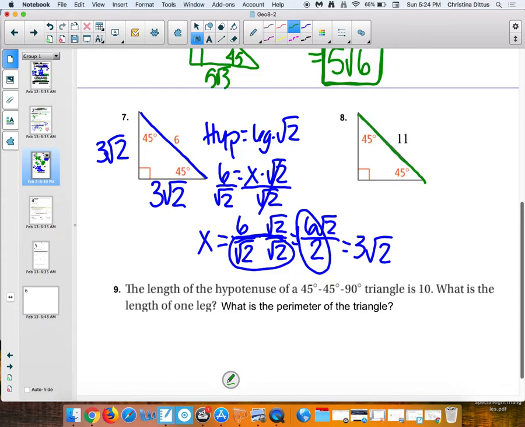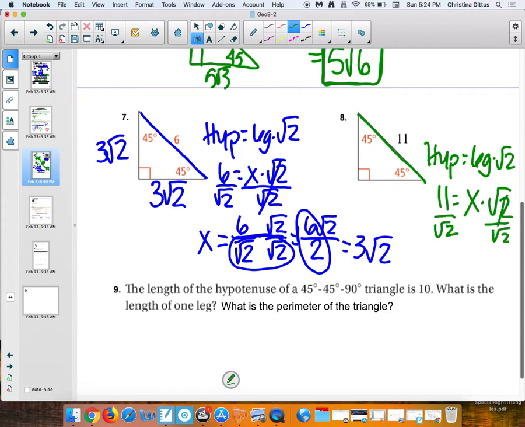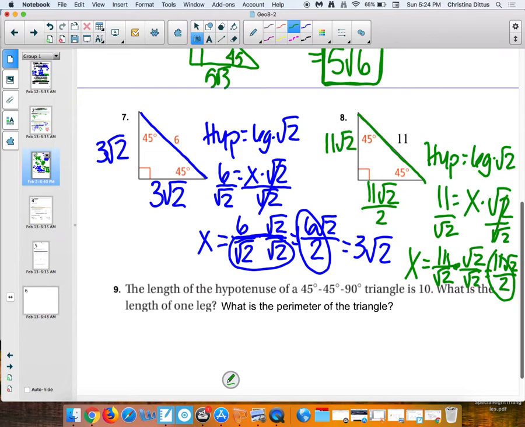Here, hypotenuse is 11. So using my formula again, hypotenuse equals leg times square root of 2. Hypotenuse 11, don't know my leg. Same thing, dividing by the square root of 2. So x is 11 divided by the square root of 2. Can't leave that square root of 2 there, so I have to multiply by square root of 2 over square root of 2, which gives me 11 square root of 2 over 2. I don't want to simplify this part just because I'm getting a decimal, so we're just going to leave 11 square root of 2 over 2 for both of my legs.